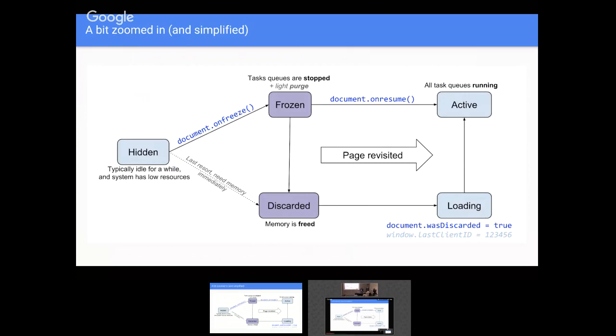Currently it freezes mostly for CPU, to save CPU resources. And currently, if we get under a crunch on memory resources, we go to the discarded state. This is our current vision of it. But if we see that we're discarding too many pages that maybe could have been saved if we could discard a few images, then maybe we would add that.